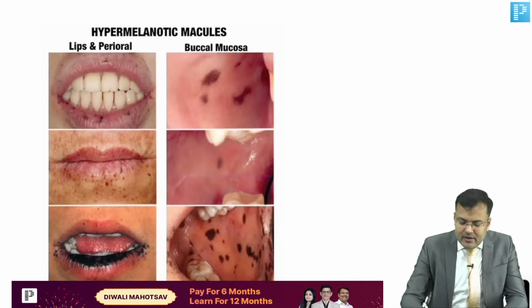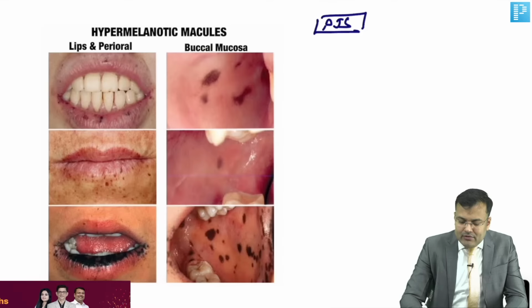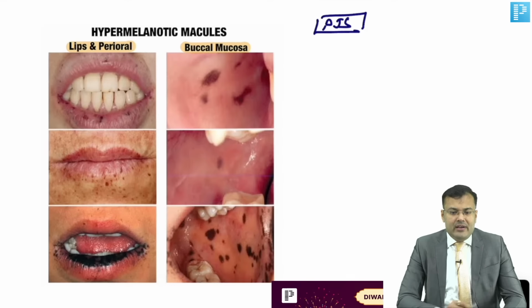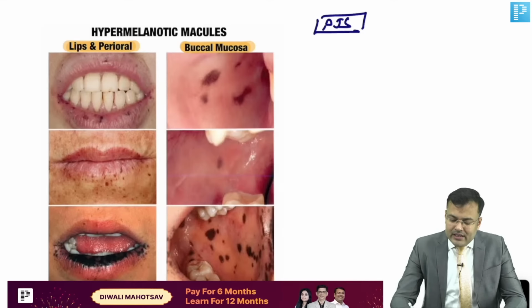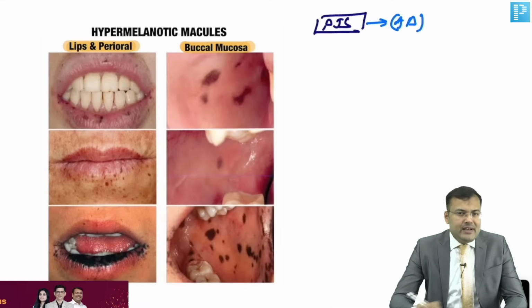Can you see here? These patients are having hypermelanotic macules, and can you see the location? Lips, perioral region, buccal mucosa. So, it is lips, perioral region and buccal mucosa. All of you know that Peutz-Jeghers syndrome is autosomal dominant or recessive. Tell me guys, autosomal dominant.